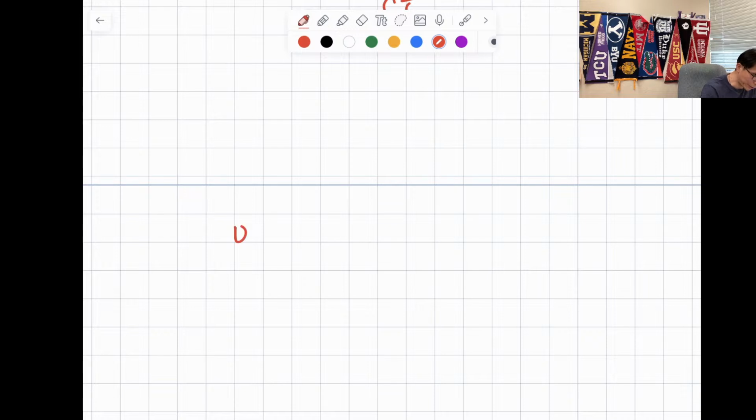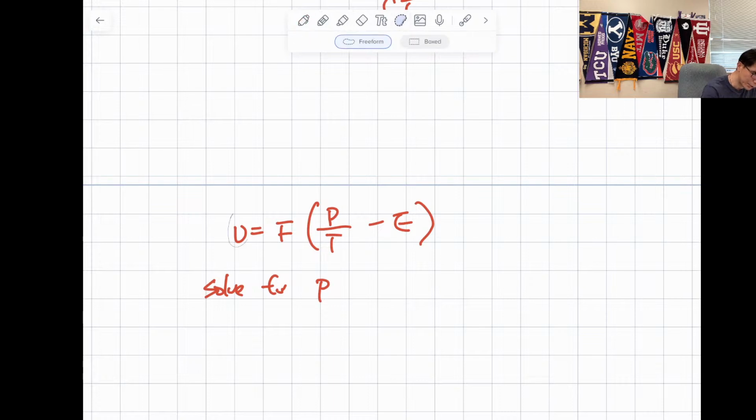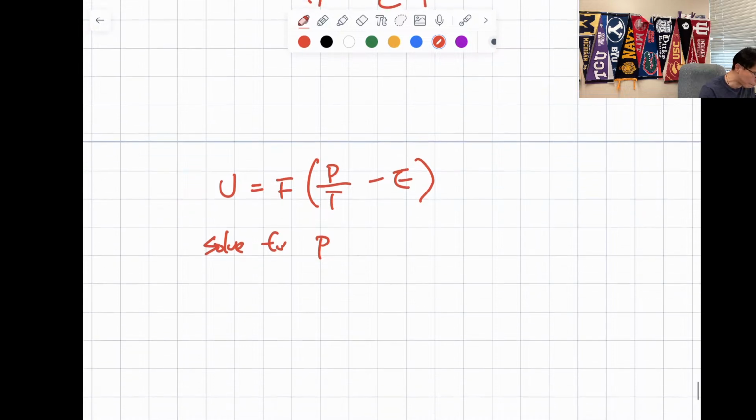This one's a harder one. U equals F of PT minus E. Okay? First, I want you to solve for P. Again, this is U. And the second one, I want you to solve for T. Now go back and look at those 4 rules.